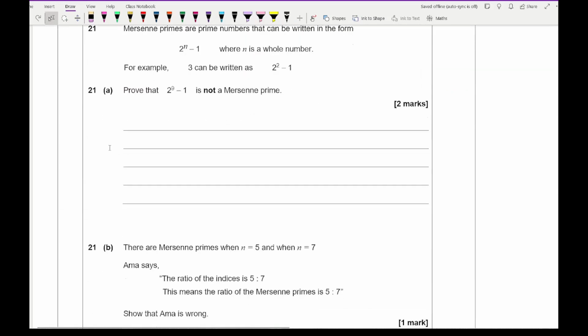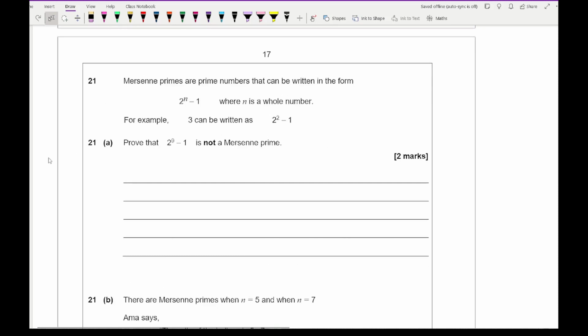Moving on to question 21, it says Mersenne primes are prime numbers that can be written in the form of 2 to the power n minus 1, where n is a whole number. For example, 3 can be written as 2 squared minus 1. Prove that 2 to the power of 9 minus 1 is not a Mersenne prime. So for this, if I just work out what 2 to the power 9 is, that's 512 minus 1, which is 511.